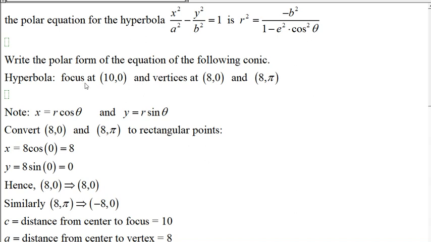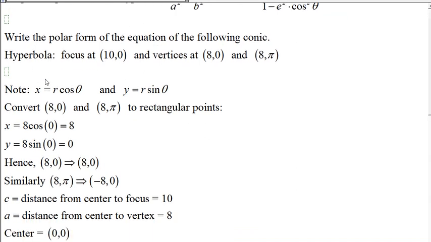And so to get the polar form of the equation of this hyperbola, what we need to figure out is a squared, b squared, and c squared, because e is c over a, and so that's why we need a squared and c squared. We need both a and c in order to write the polar form of the equation for this hyperbola.